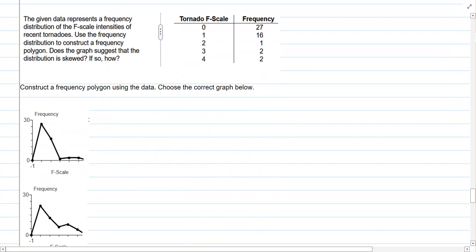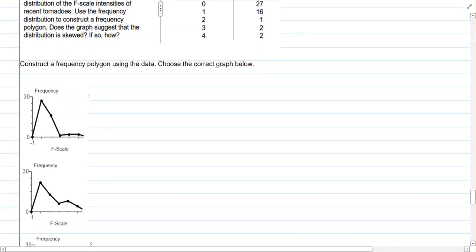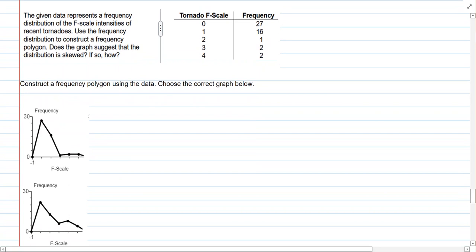So tornado F scales, we have 0 through 4, just like earthquakes have their own numbers. This is a measure of tornado strength. The given data represents a frequency distribution of F-scale intensities of recent tornadoes. Use a frequency distribution to construct the frequency polygon. Does the graph suggest that the distribution is skewed? If so, how? Okay, so we're talking about this kind of information.